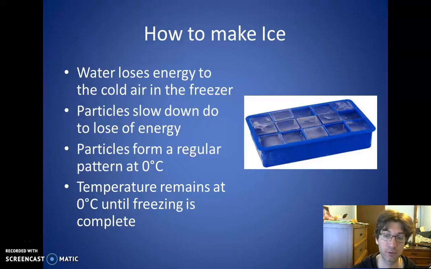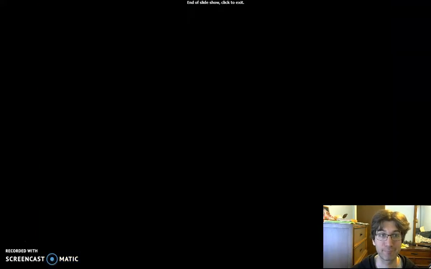In doing so, your particles are going to slow down. They're going to slow down so much that they start forming regular patterns, and once that regular pattern is established, that is what we now have as a solid, so it does freeze. So that's how ice is made. That concludes that. In our next video, we'll look at other changes as well.